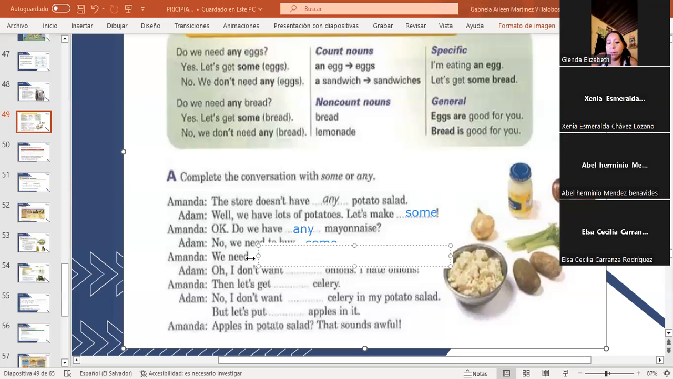Let's continue. We need some. Well, we need some what? Some what? Onions too. We need some onions too. Hey, take note, okay? Take note. You're going to practice this conversation.